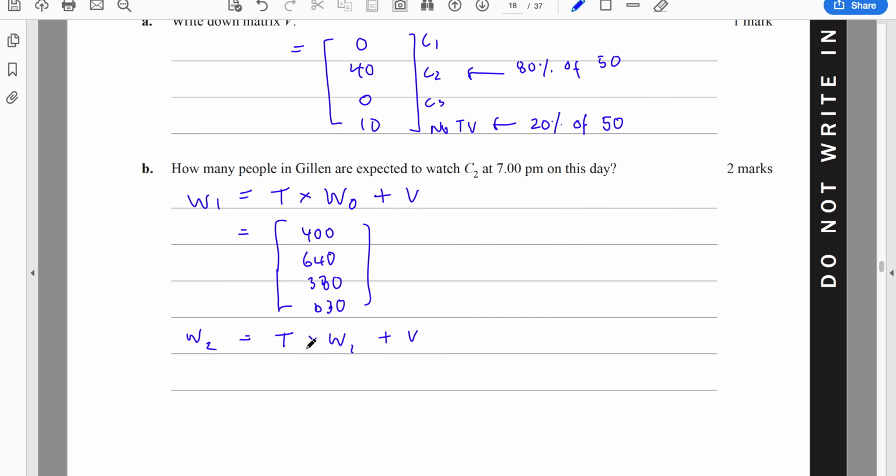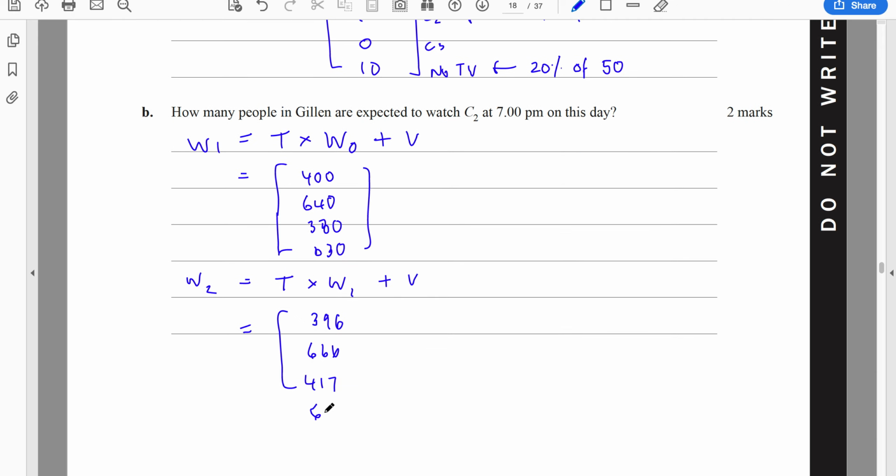Okay, and then my next one, T by W1 plus V, and that's giving me 396, 666, 417, and 621. And our answer was for C2, so I am now just listing my final answer over here outside of that matrix.